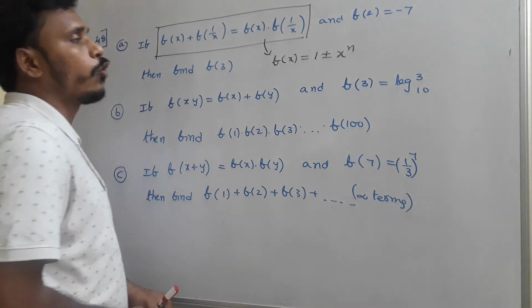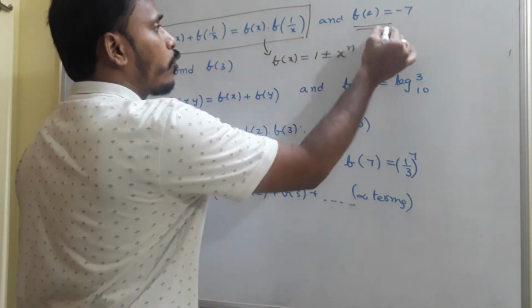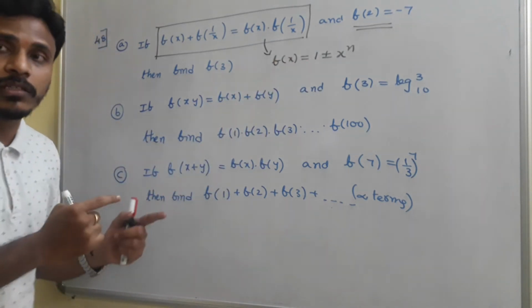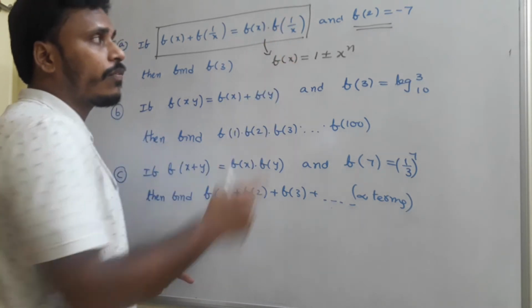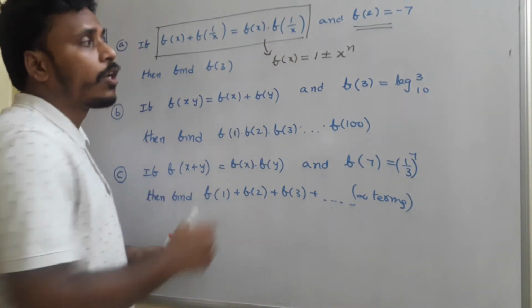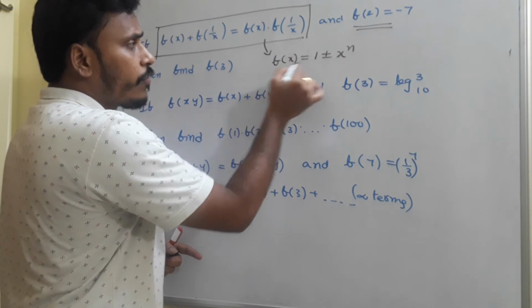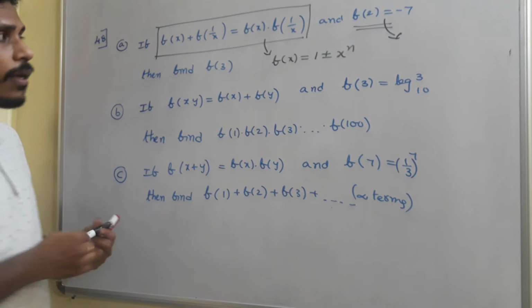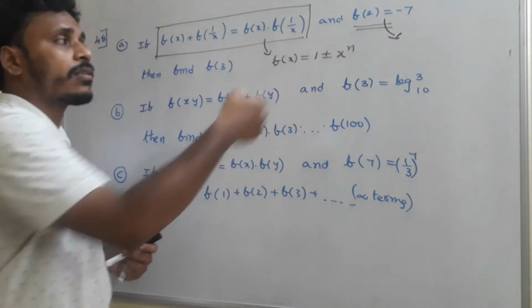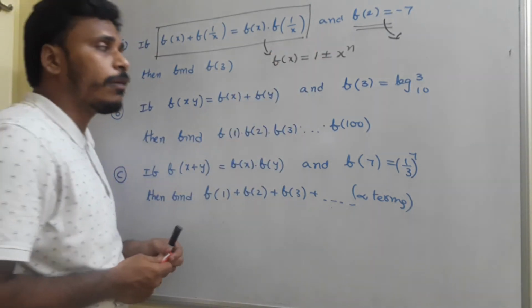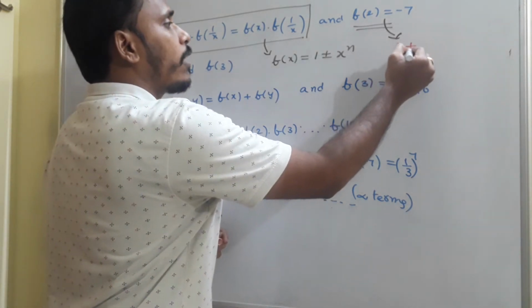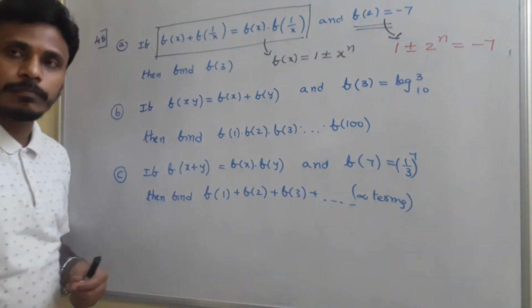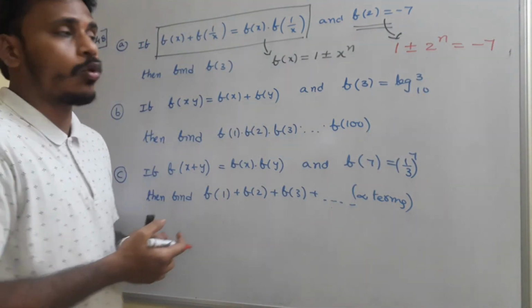And now, as they mentioned, f of 2 is equal to minus 7. Our idea is the function is in the format 1 plus or minus x power n. So if this is f of x, then what is f of 2? F of 2 is replacing x with 2. So you will get 1 plus or minus 2 power n is equal to minus 7. From there, we need to calculate n.